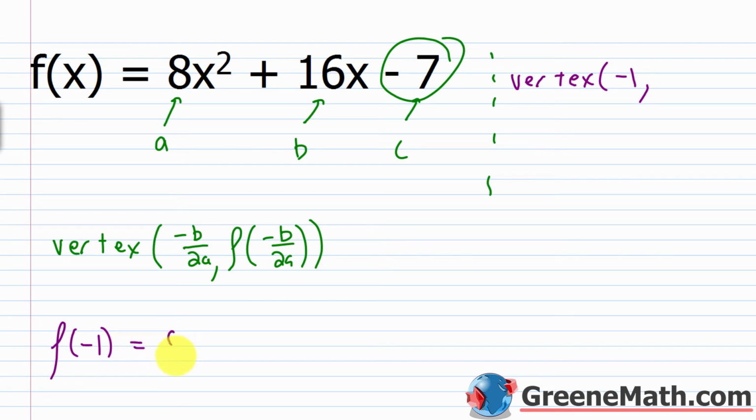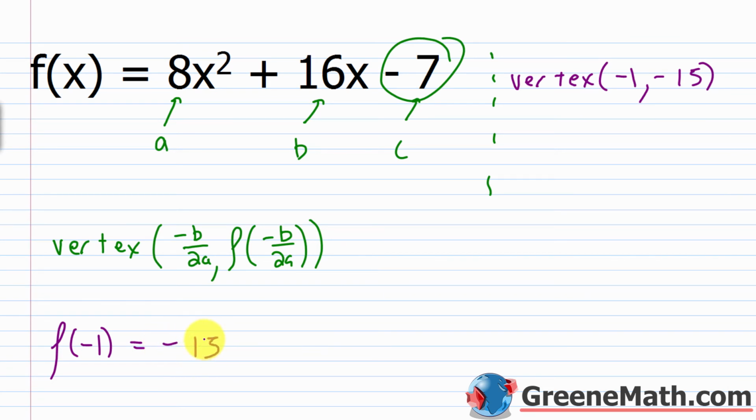And this is equal to 8 times -1 squared plus 16 times -1, and then -7. So if we had -1 squared, that would be 1. So this is basically 8 times 1, or 8. And then if you had 16 times -1, that's -16. So this would be -16, and then -7. So 8 minus 16 is -8. Then -8 minus 7 is -15. So this would be -15 here. So f of -1 is -15.